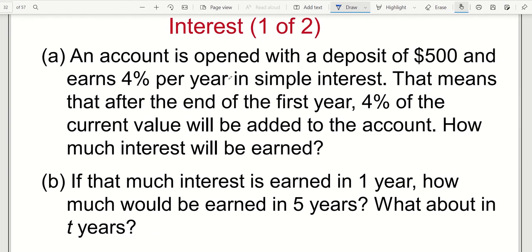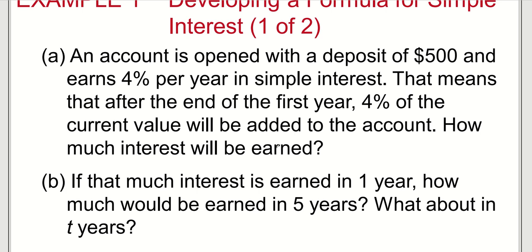Let's take a look at an example. Let's suppose that we're going to open an account and we're going to deposit $500 into the account. And we're told that it earns 4% simple interest. So that means at the end of the first year, we will have an additional 4% of our principal, 4% of 500 will be the interest earned and credited to the account.